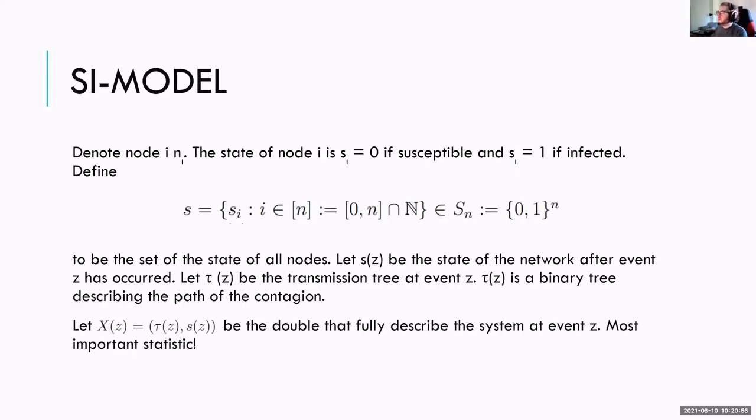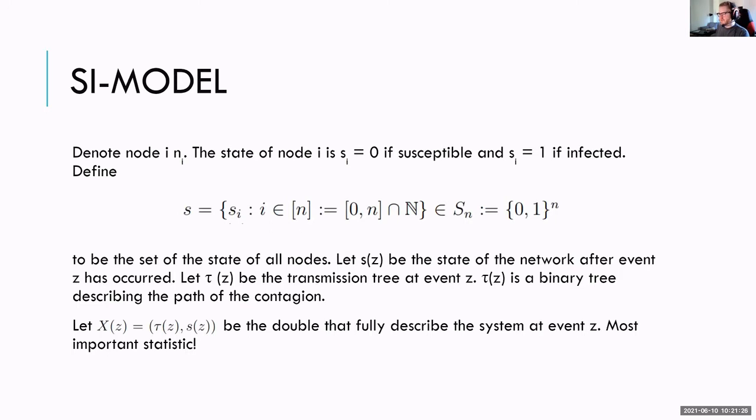So for the SI model, we denote node i as N_i, and the state of node i is S_i, which is 0 if it is susceptible, and 1 if it is infected. Then we define this set S, which consists of the state of every single node in the system, and S(z) to be the state of the system at event z.